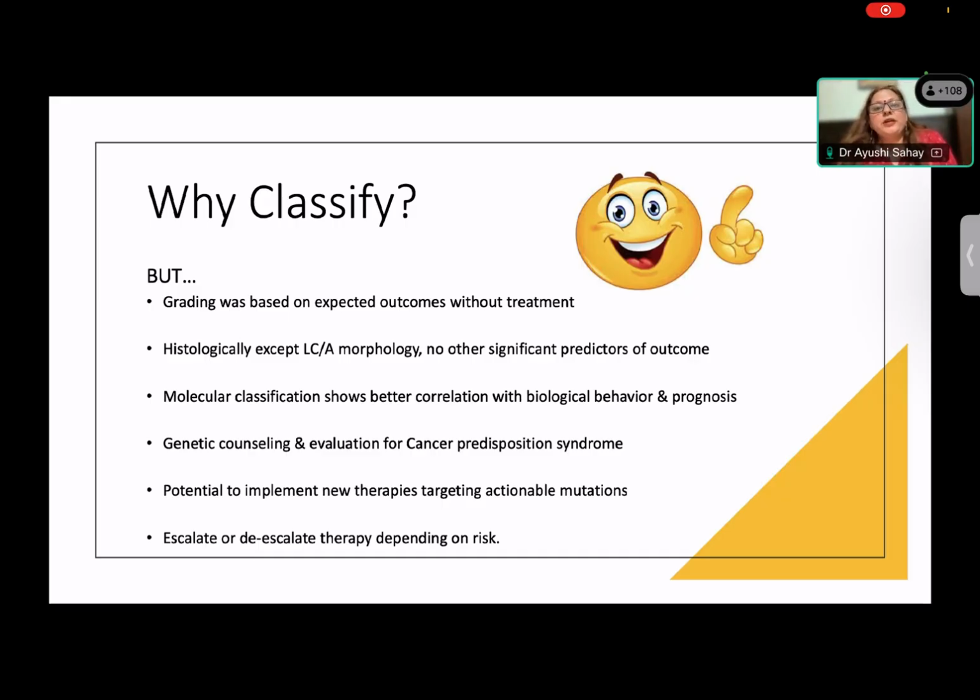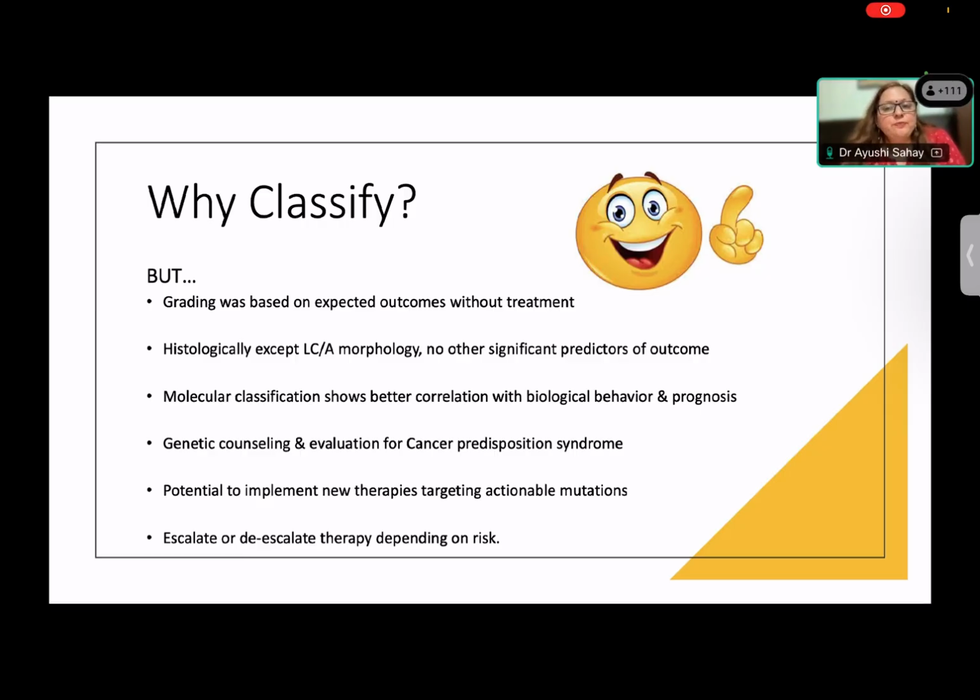But if you do genetic testing, you are able to predict the outcome in many of these cases. Then also, this molecular classification shows better correlation with behavior and prognosis, as I said. And also, if there is any association with a hereditary cancer predisposition syndrome, which you can only give by genetic testing, then you need genetic counseling and routine screening and evaluation. Also, as I said, you can implement targetable therapies if you identify those mutations. And also, there is the introduction of the concept of escalation or de-escalation of therapy depending on risk.